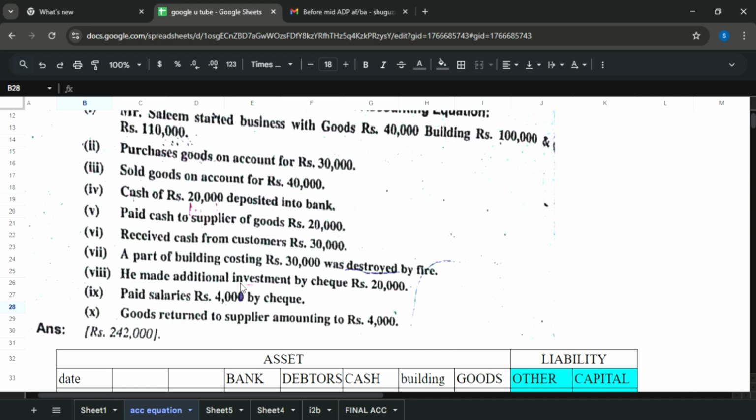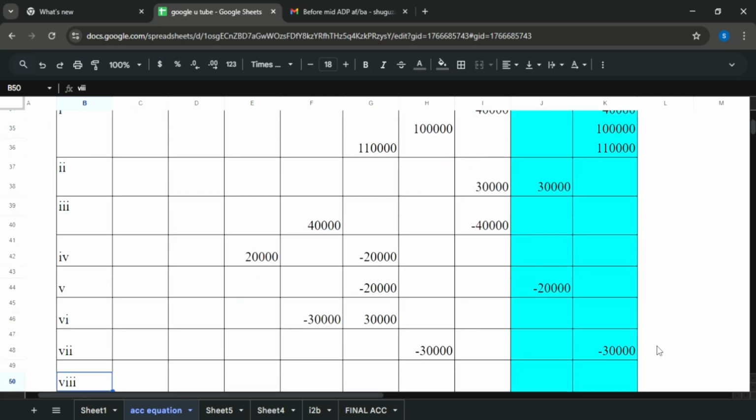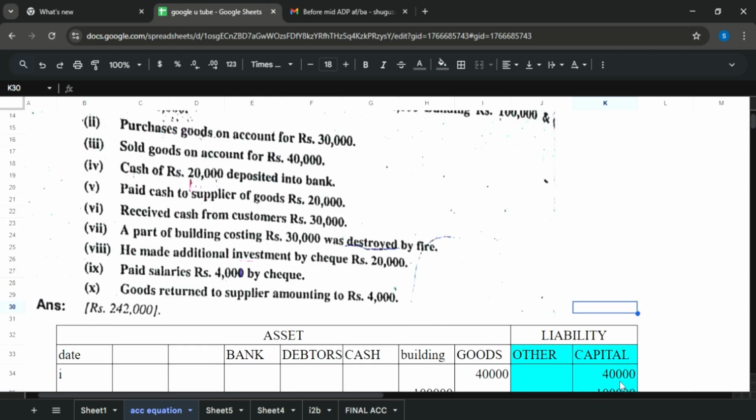He made additional investment by check. I have told you all investment which is made by a proprietor or owner is considered capital. So it means 20,000 increase in capital. Now its second effect, you will have to understand what happened. Additional investment by check. So this check would be deposited in bank where amount would be realized. It means when you will deposit this check into the bank, there will be an increase in bank account.